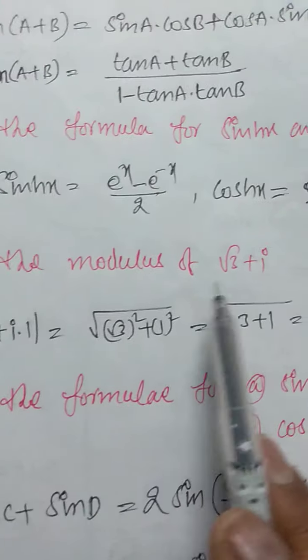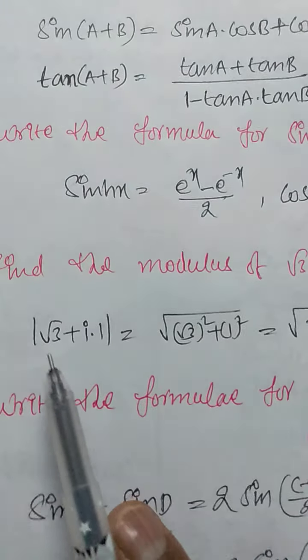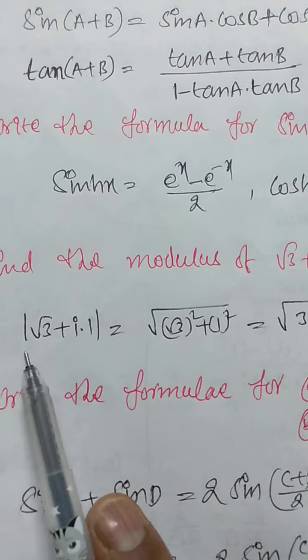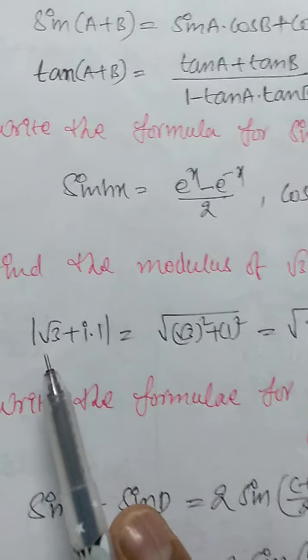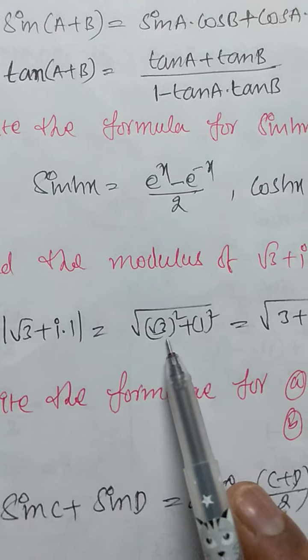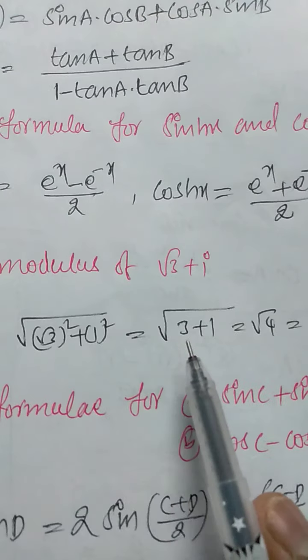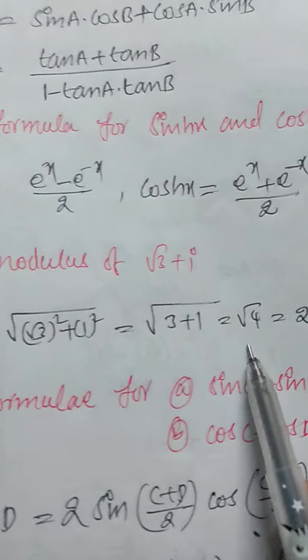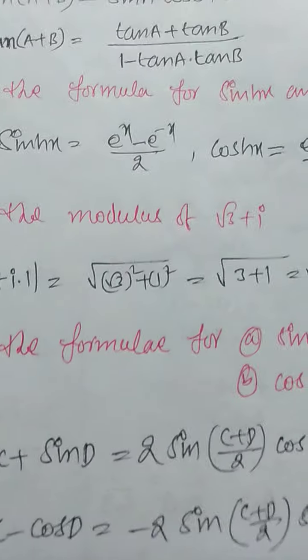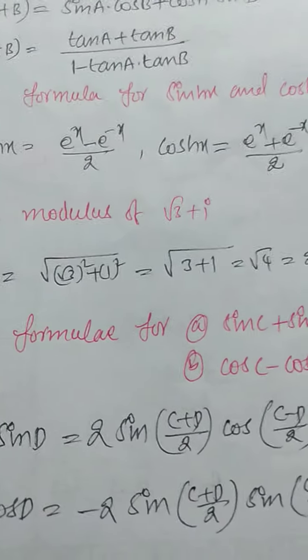Next, find the modulus of root 3 plus i. The modulus of root 3 plus i can be written as the modulus of root 3 plus i into 1. The modulus of x plus iy is equal to under root of x square plus y square. This can be written as root of root 3 whole square plus 1 square. Root 3 whole square is 3, 3 plus 1 is 4, root of 4 is 2. Therefore, the modulus of root 3 plus i is equal to 2.